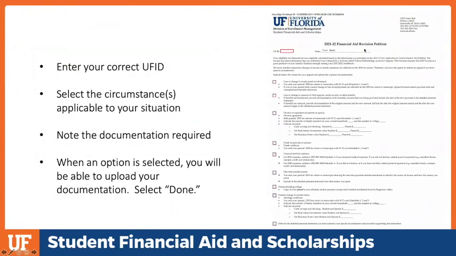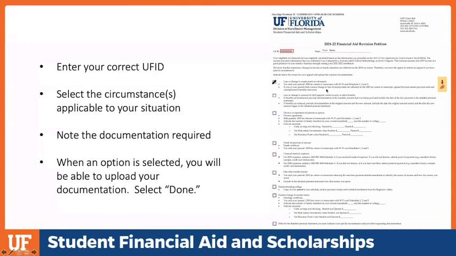Once you get to the petition form, which we're going to use the financial aid revision petition as our example, you're going to want to enter your correct UFID number. You're going to select the circumstance that is applicable to your situation. So let's choose the loss or change in employment. Note that we have the documentation required, which here is you and your parents' 2020 tax return or transcripts.